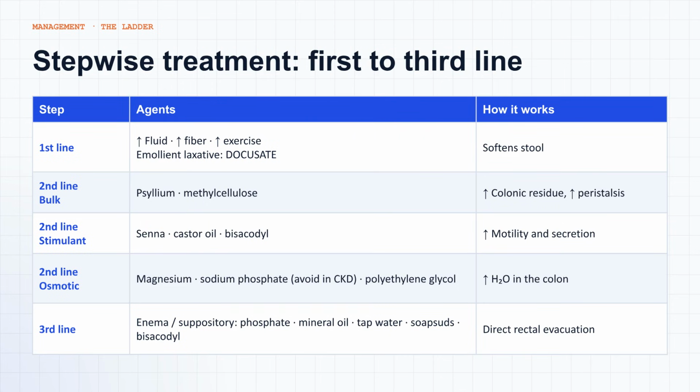First line is behavioral and simple. Increase fluid, increase fiber, increase exercise, and add an emollient laxative such as docusate to soften the stool. Second line adds 3 drug classes.